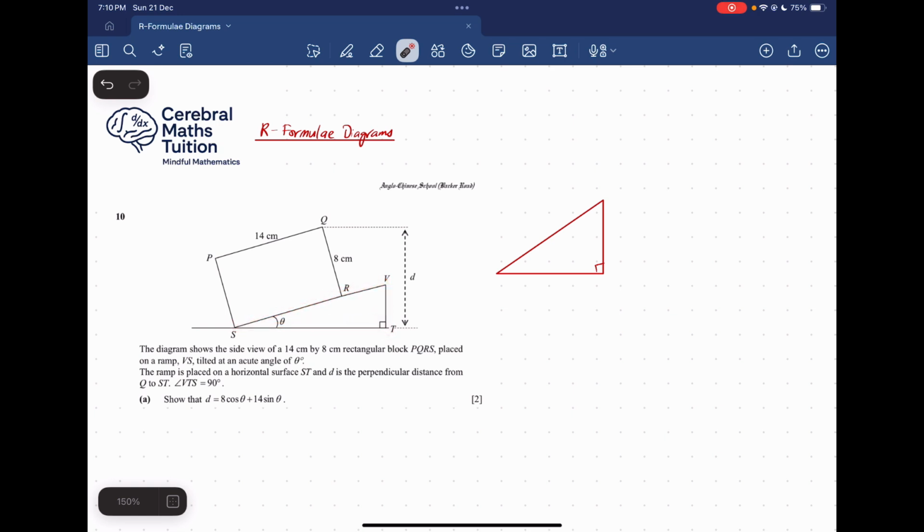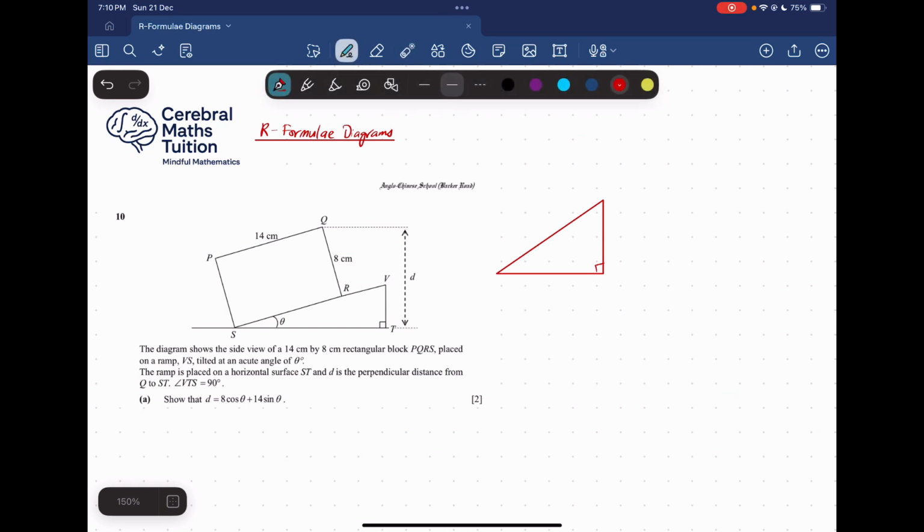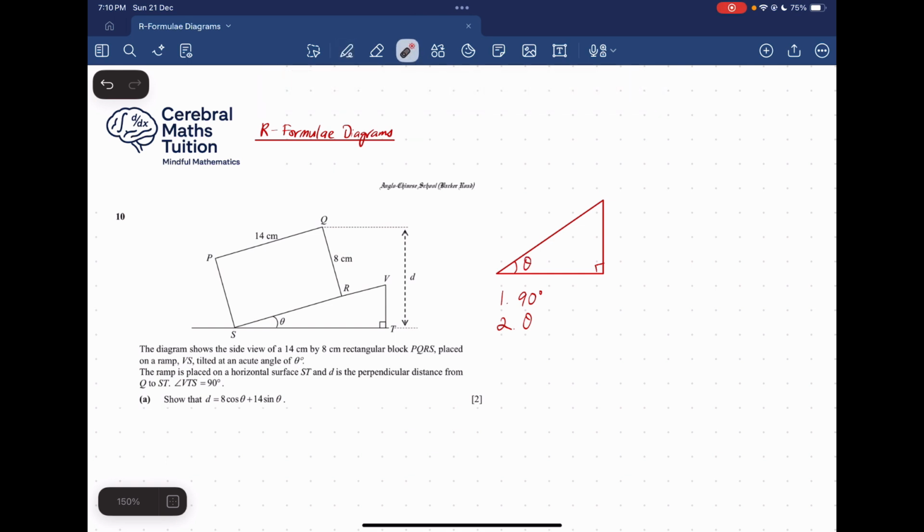But let me explain whether this right-angled triangle is going to be useful or not. The three essential elements that we need to have in the right-angled triangle that we're going to use are, first of all, of course, there's going to be a 90 degrees. It will be labeled, or you have to label it yourself. There's going to be an angle theta at either one of the other two angles. So currently, the triangle VST, the one that we were looking at, has these two elements, 90 degrees and theta.